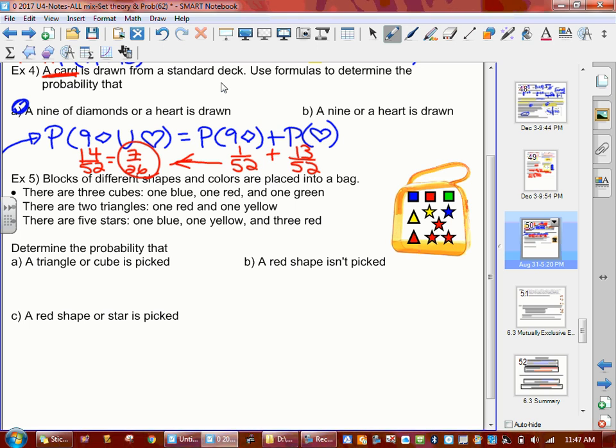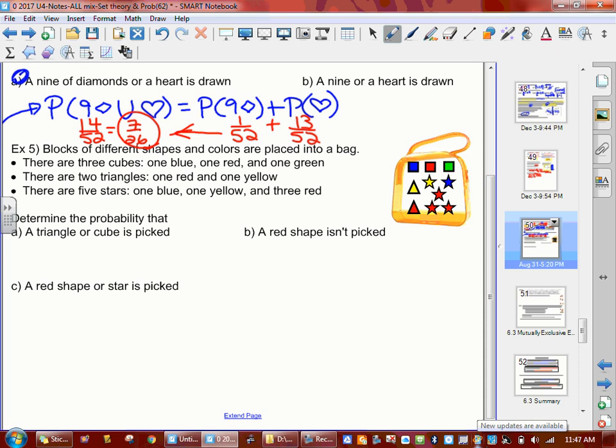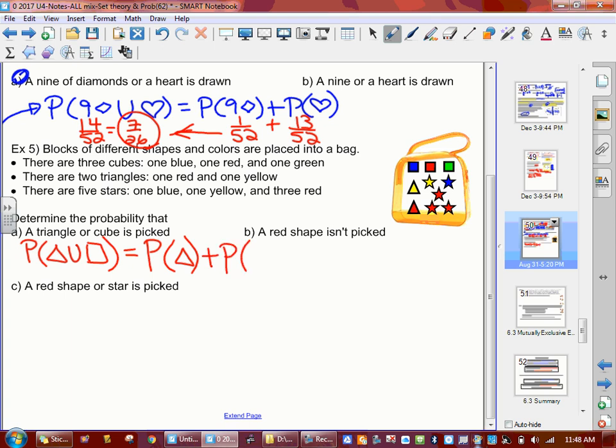So let's write our proper probability statements. We want probability of a triangle or a cube. Now you could have put T for triangle and C for cube. I just drew the objects, whichever you like is best. So probability of my triangle plus probability of my cube.